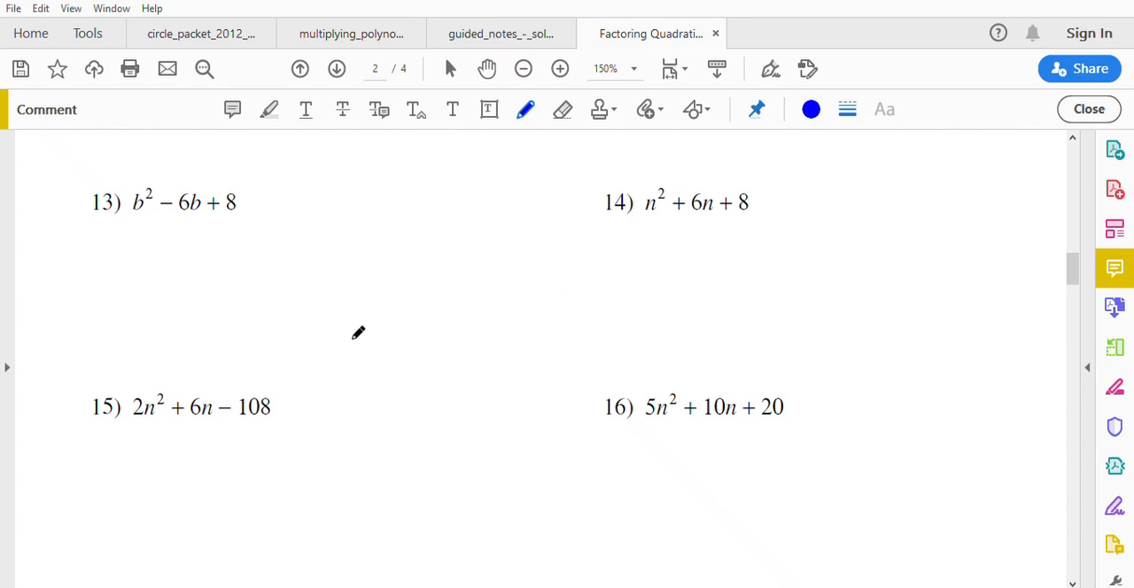I just want to go over a few more of these factoring problems. So just as a quick little review of what we did yesterday.